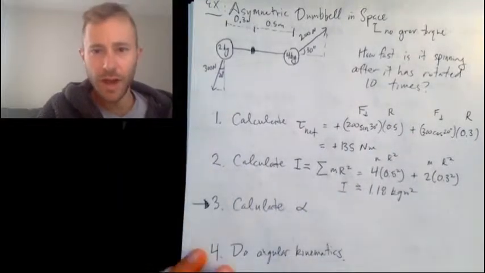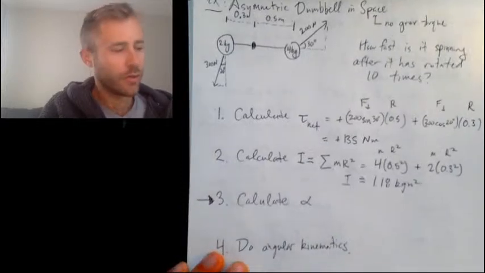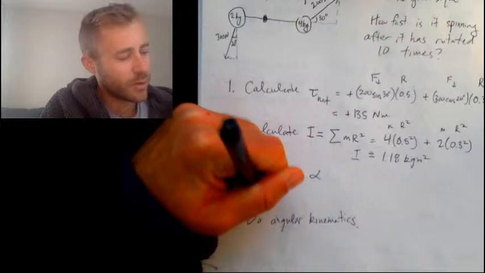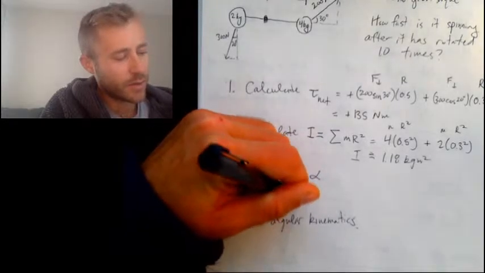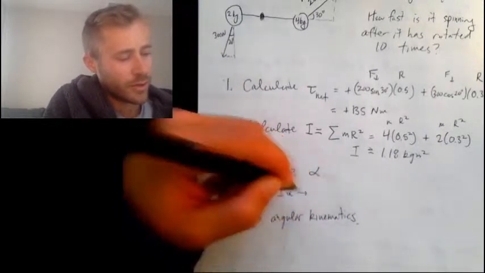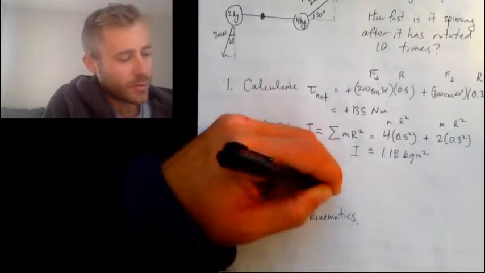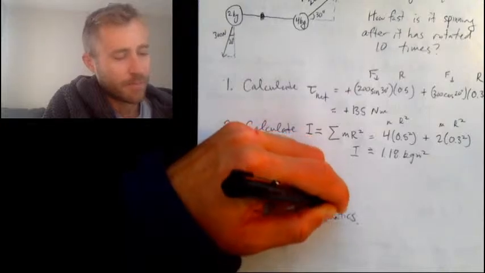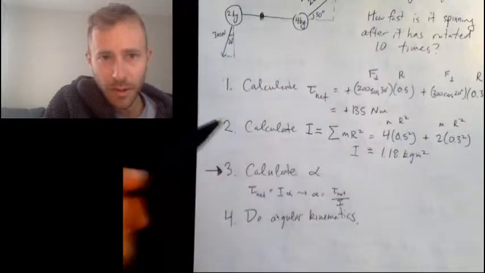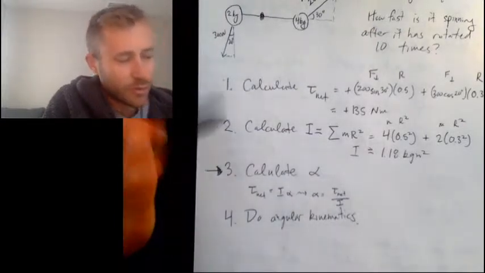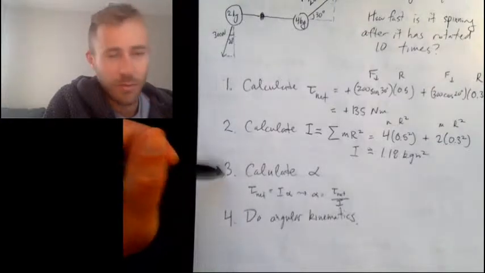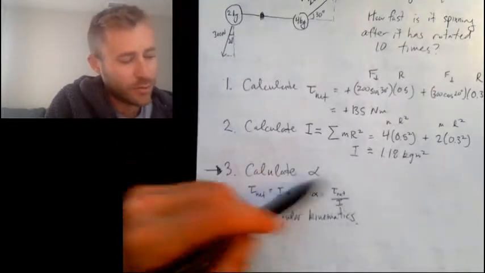Okay, so now we calculate alpha. That is the part where Newton's second law for rotations comes in. So we have net torque equals I times alpha. If we divide both sides by rotational inertia, we get alpha equals net torque over I. So that's why we needed to do steps 1 and 2 first before we could get alpha. We could have done step 2 before step 1, but we can't do step 3 before steps 1 and 2.